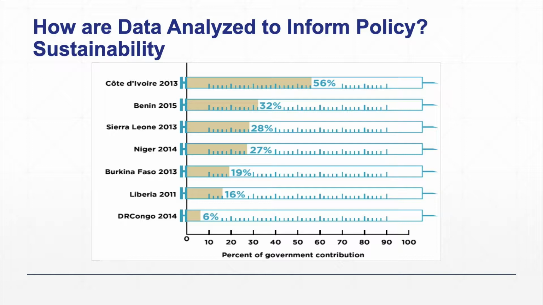The other component is sustainability, and just by looking at the percentage of government contribution across the different countries, you can see where the country is in terms of financing their immunization funding domestically and how sustainable the system is.